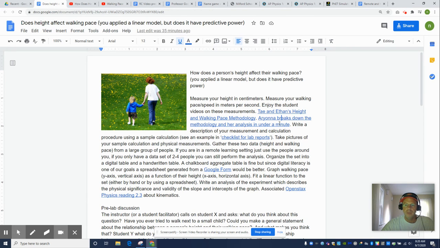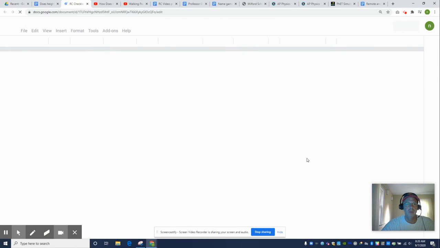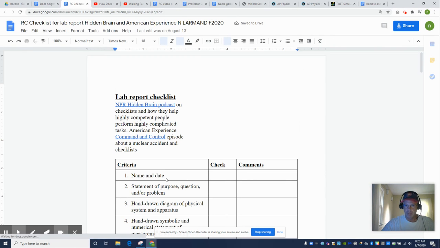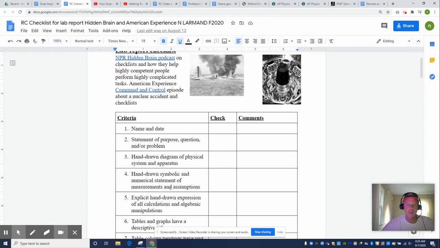All right, so those are the first two hyperlinks. Checklist for lab report is just sort of, well, as it describes, a checklist. On everything, put your name and date, state the purpose, the question, or the problem you're trying to solve. Hand-drawn diagram of physical system and apparatus. So, make a sketch, a concept sketch.